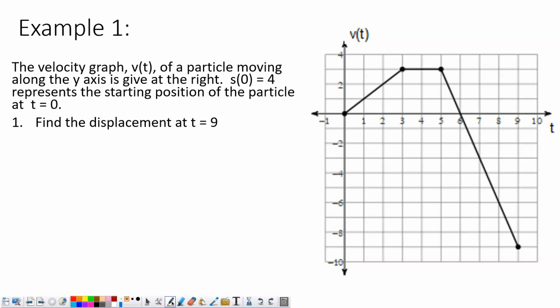So the velocity graph v of t is given at the right. We have a particle moving along the y-axis, so we're looking at a dot moving up and down the y-axis. S of 0 equals 4. So what does that represent? Someone want to tell me what S of 0 equals 4 represents? Yeah? At time 0, the position is 4. Good. At t equals 0, the position is 4.